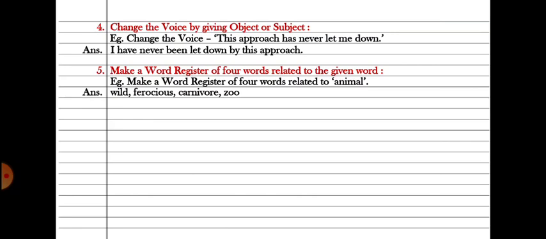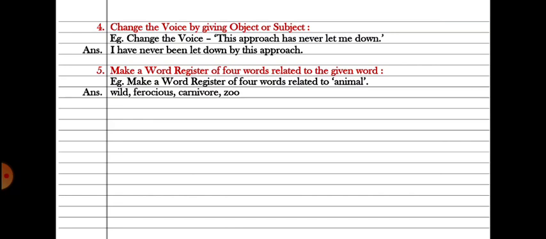So here the students, which form the subject, are being affected by the action, and the professor, which is now the object of the sentence, is performing the action. Let's have a look at the example. Change the voice. This approach has never let me down. Answer: I have never been let down by this approach.